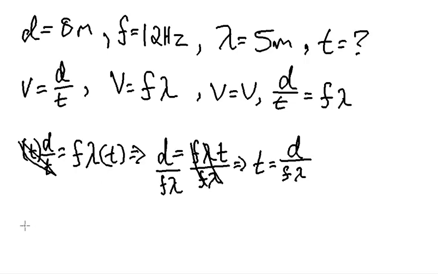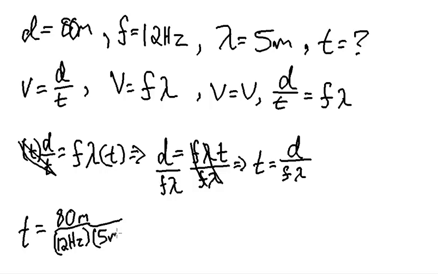Okay, I should have chosen some larger numbers here. Let's change our distance to 80. Not that it matters to you. So the time is going to be equal to 80 meters, that's our distance, divided by the frequency of 12 hertz multiplied by our wavelength of 5 meters.